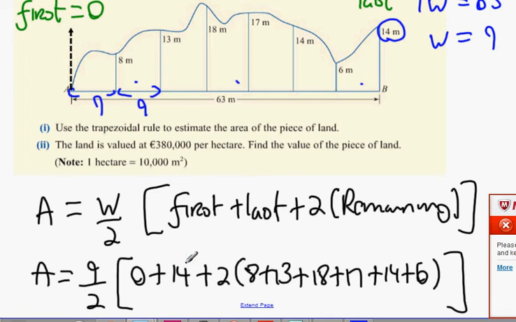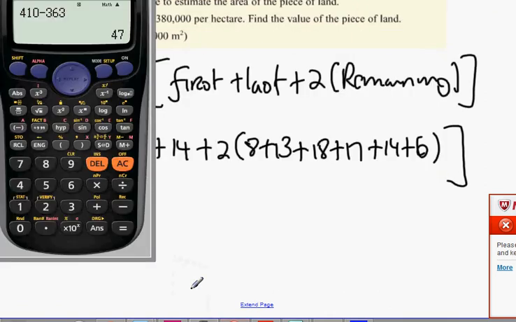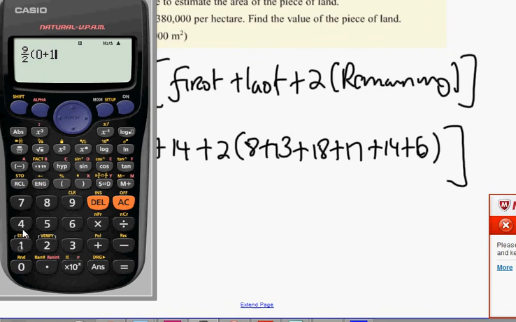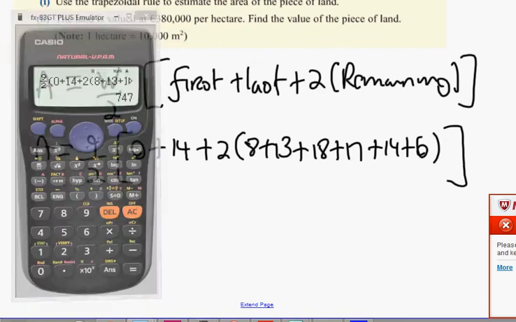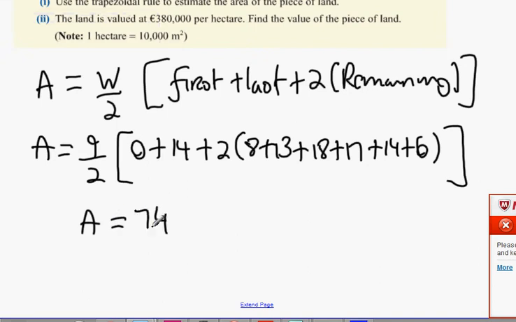Because this is a calculator type question, all you really have to do is replicate exactly what you see on the calculator. Start off with 9 over 2, then open up your bracket. 0 plus 14, I don't even need to put in the 0 to be honest. Plus 2 times, open up again, then put all these in: 8 plus 13 plus 18 plus 17 plus 14 plus 6. Now count your brackets at the end. The first bracket is this one here, and then we have the second bigger bracket behind it. What we get is 747. Please remember your units. 747 what? Meters squared.